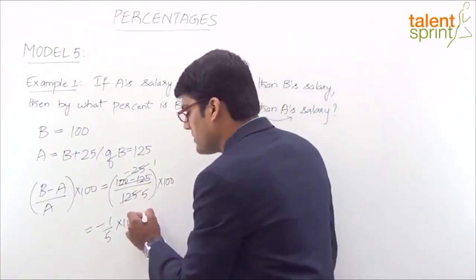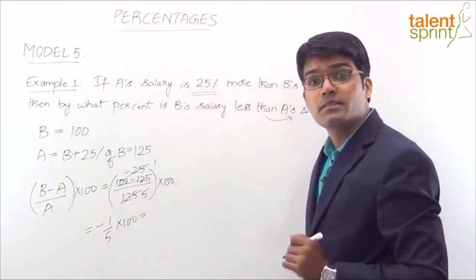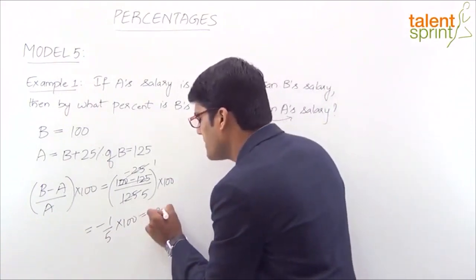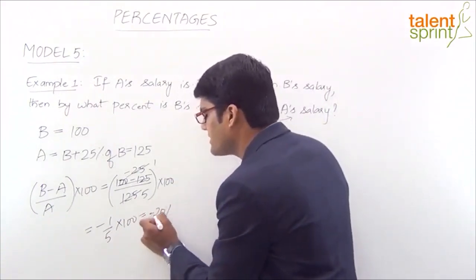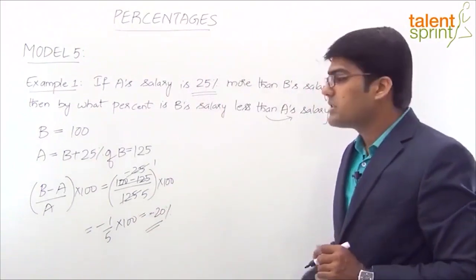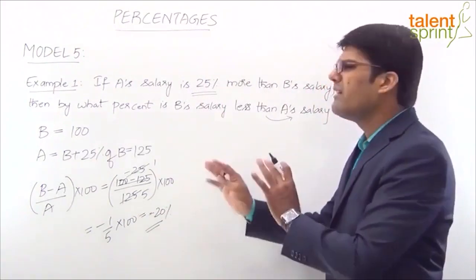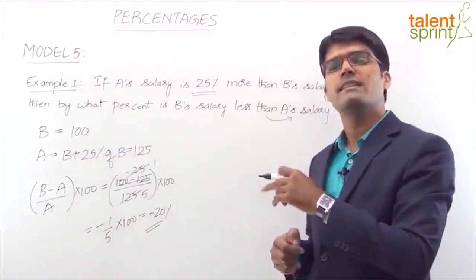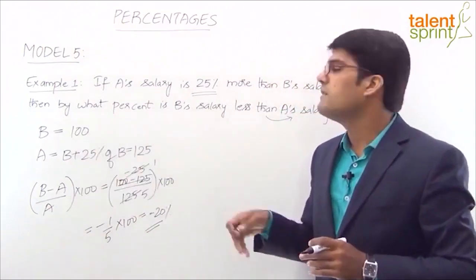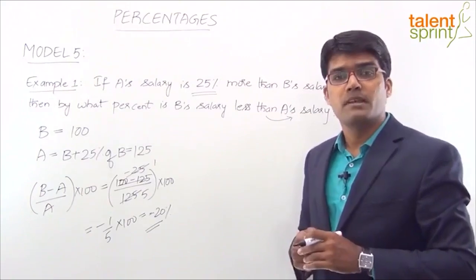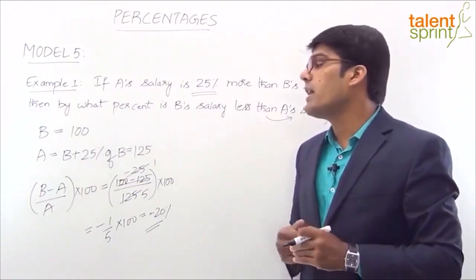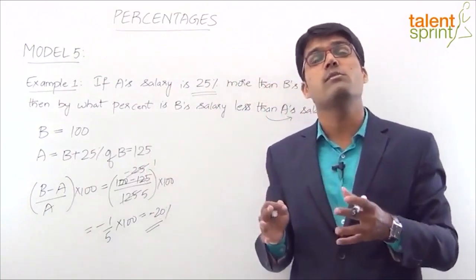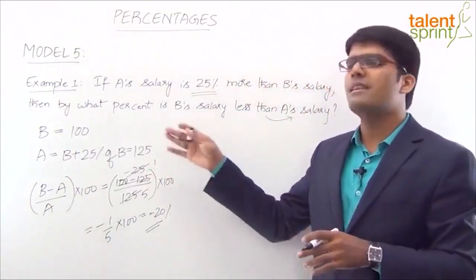Now 1 by 5, from our knowledge in speed maths, we know that 1 by 5 is 20 percent in terms of percentage. So your answer here will be minus 20%, or we can say B is 20% less than A. So that's how you can solve this question using the regular method, where we assume that B is equal to 100, accordingly calculate A, and then take the change of A with respect to B or B with respect to A. Now you may get a question here, why did we take B as 100? How do we know that B is 100? Well, we have no idea about what B is. We are assuming that B is 100.